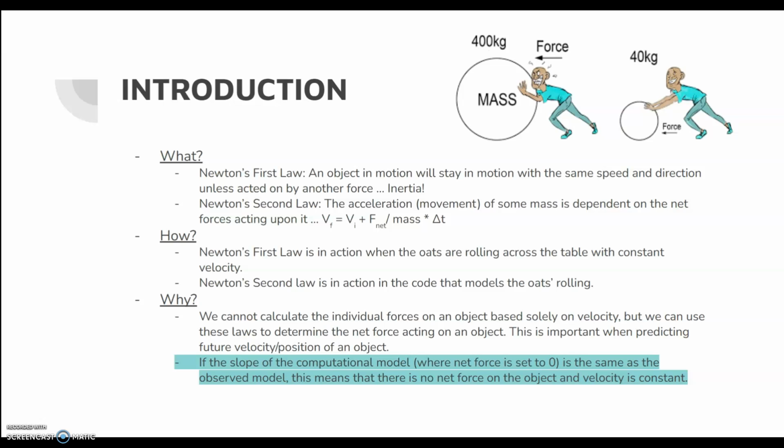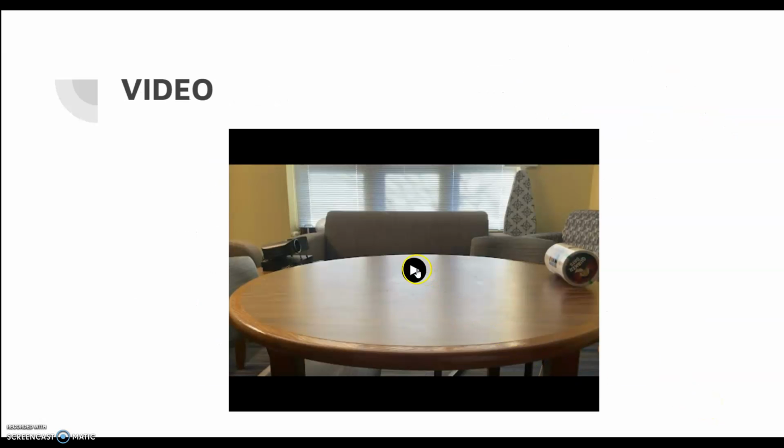The main point of this slide is that if the slope of the computational model, where the net forces are manually set to 0, is the same as the observed model, that means that in reality, in the real world, there were no net forces acting on that object, and the velocity is constant. So here's our video that we based this on.